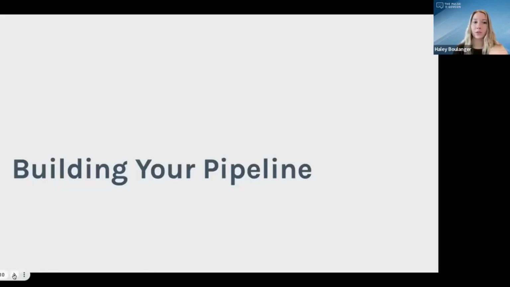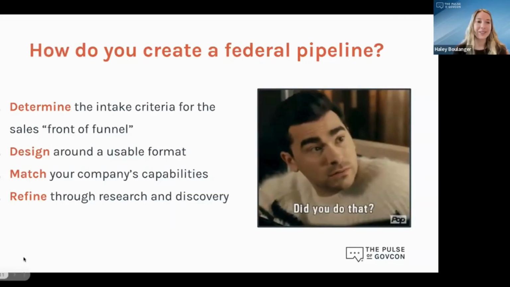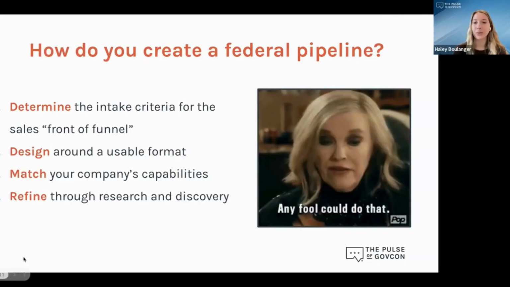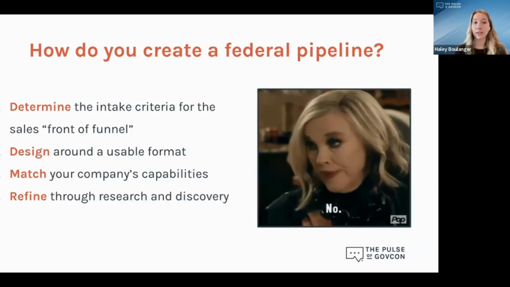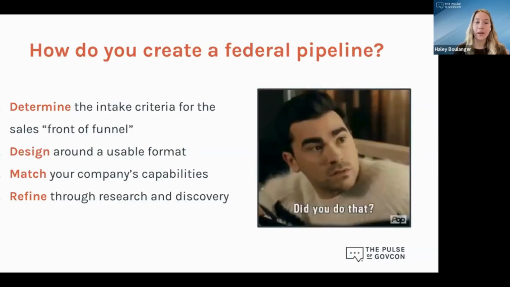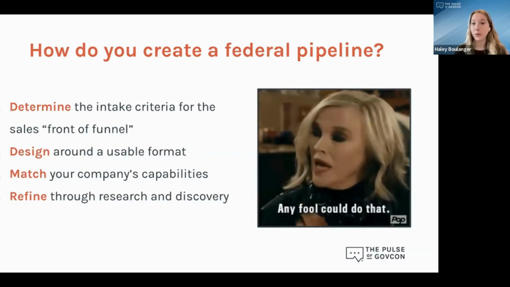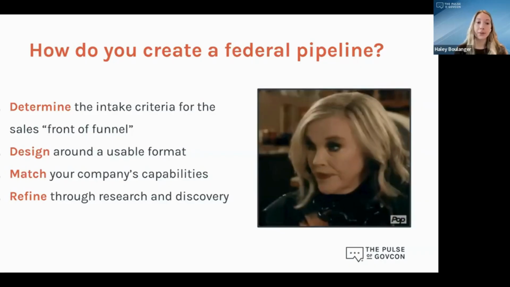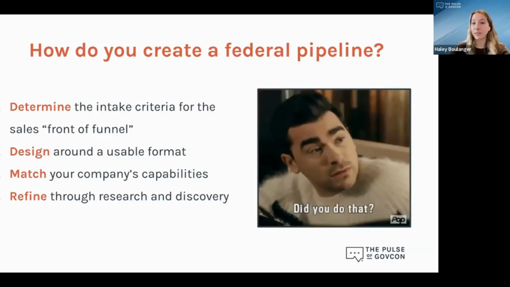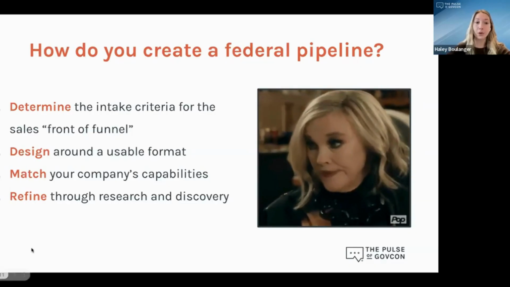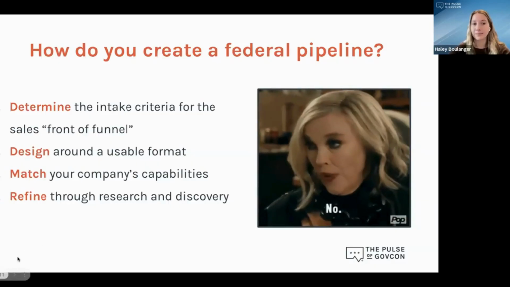So we're going to jump into how to build your pipeline now that we know why they're so important. There are 4 main steps, pretty straightforward, and then we'll dive into them in more detail. You need to determine your front of funnel, your must-have criteria, where you're looking to go. Then you're going to design it around a usable format, make it work for you, have all the important elements in there. Then you're going to fill in the pipeline with opportunities that match your company's capabilities and goals. And then as you go through to maintain it, you'll refine it as you continually keep checking for new updates.